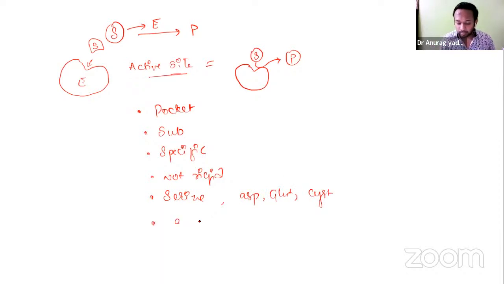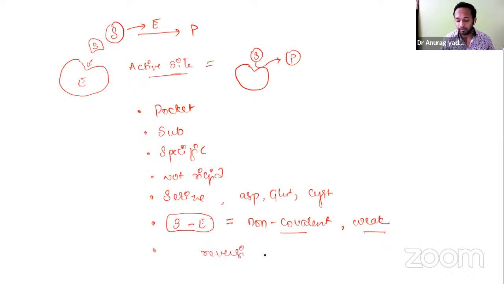Now, substrate binds with the enzyme. Is it permanent or just temporary? This binding is non-covalent, so it is not permanent, and also it is weak. Because it is non-covalent and weak, is it reversible or irreversible? Definitely it is reversible. When substrate binds to enzyme, it can have two outcomes: either the enzyme separates from the substrate, or the enzyme converts the substrate into a product. So it can happen two ways. So it is a reversible binding.